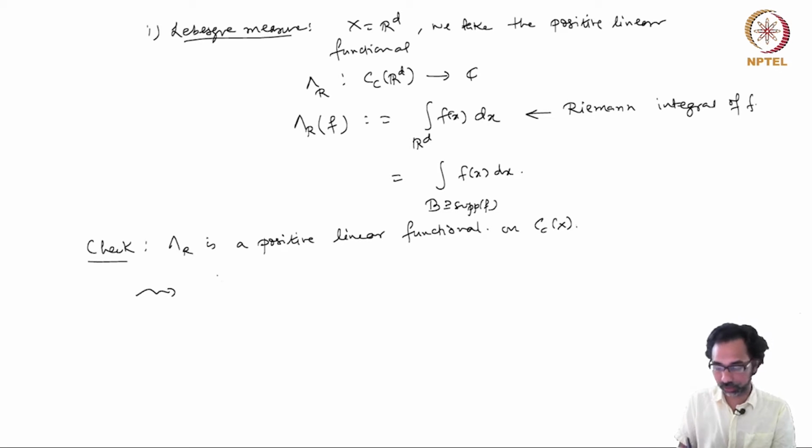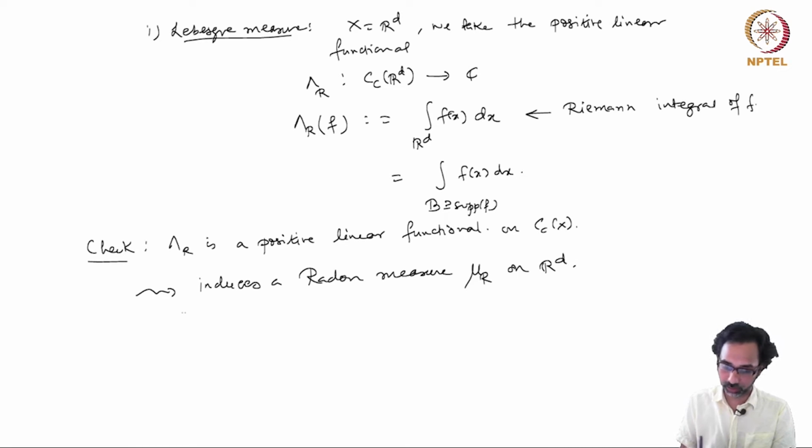So by the Riesz representation theorem, it induces a Radon measure mu_R on R^d, and so the claim is that mu_R is nothing but our Lebesgue measure on R^d.